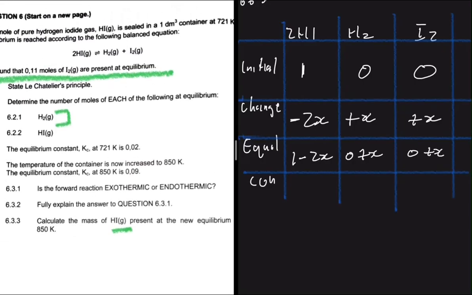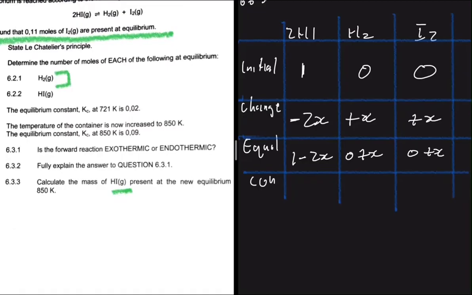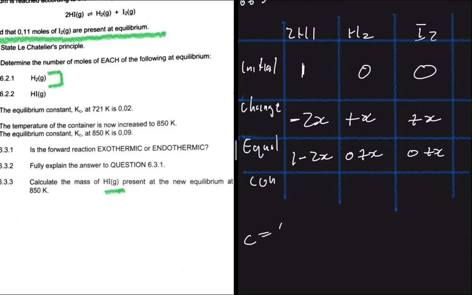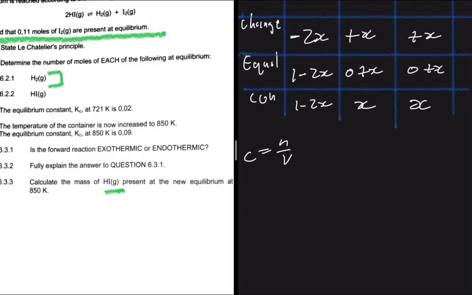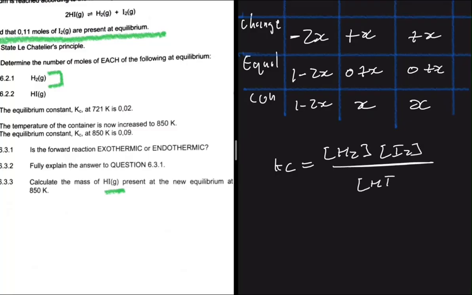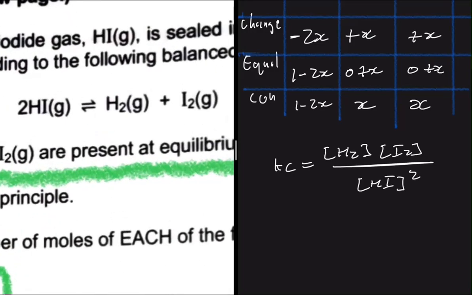And now we move to the concentration. The volume is 1, right? And we know that concentration is equal to number of moles divided by volume. So the concentration will just be 1 minus 2x, x, and x again. Now we have our concentrations at equilibrium in terms of x. We can go ahead and set up our expression for Kc. It will be the concentration of H2 multiplied by the concentration of I2 divided by the concentration of HI squared. We're squaring that because our coefficient here is 2.